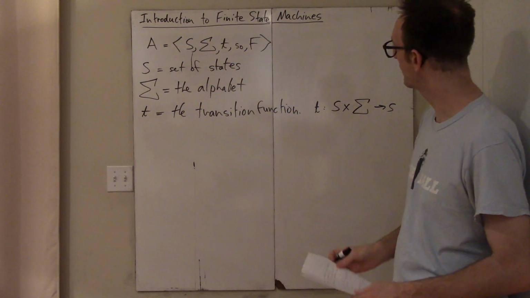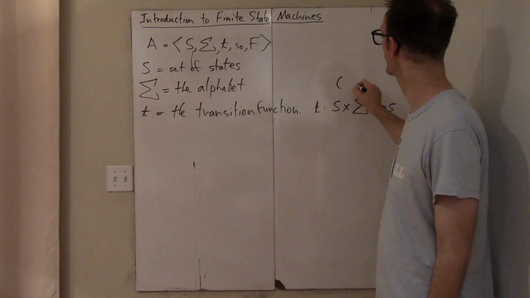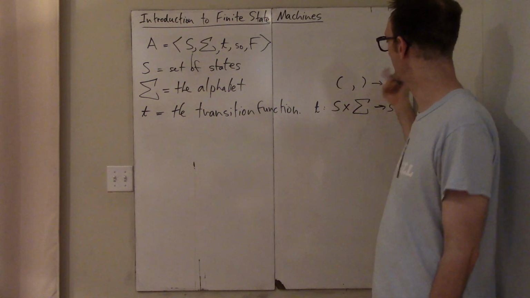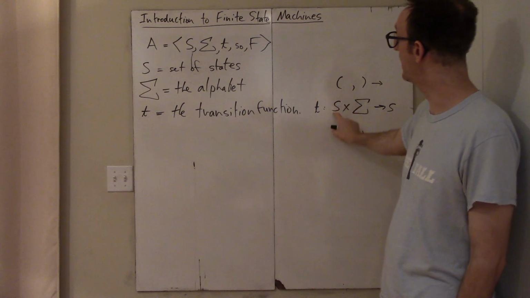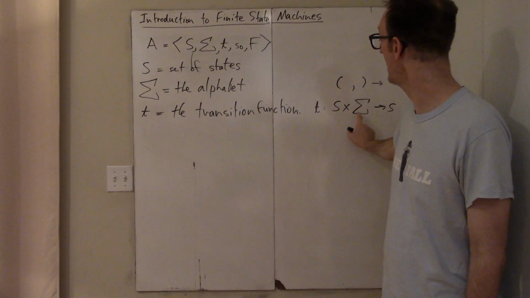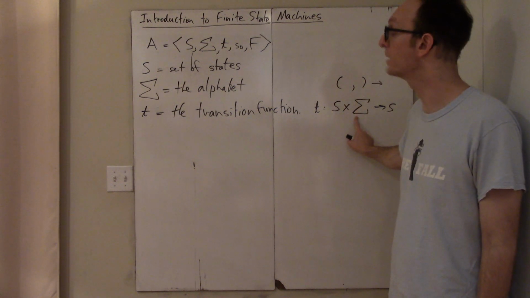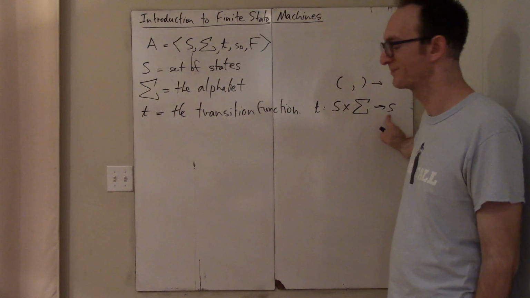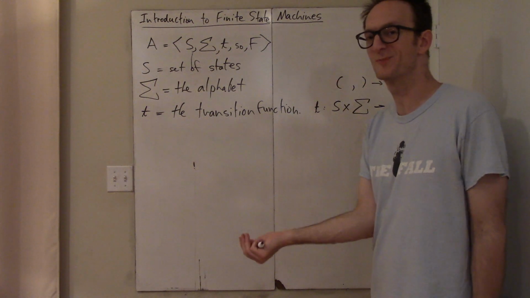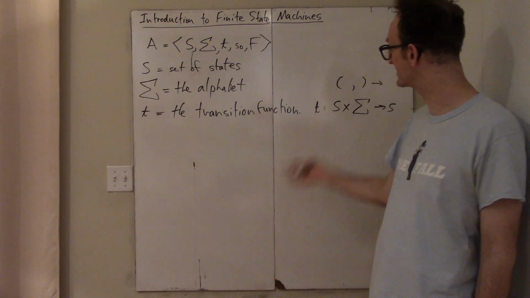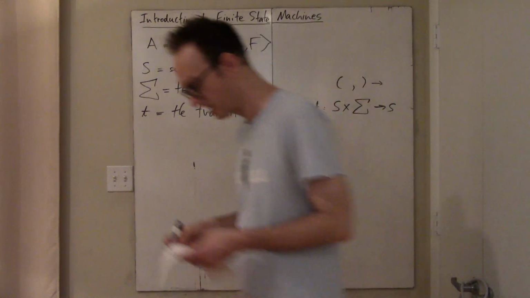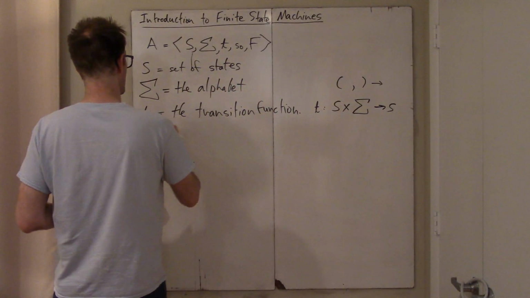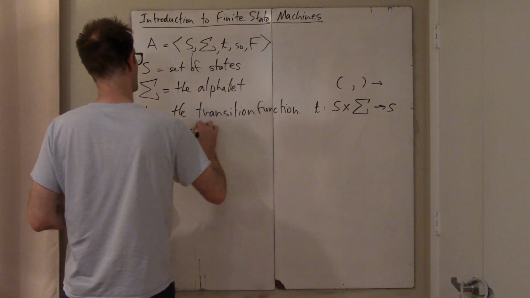In other words, T takes an ordered pair of a state and an element from the alphabet, in other words a character, and gives you back a state. It just tells you, based on what state you're in and what character you just read, what state to go to next. That's the idea.